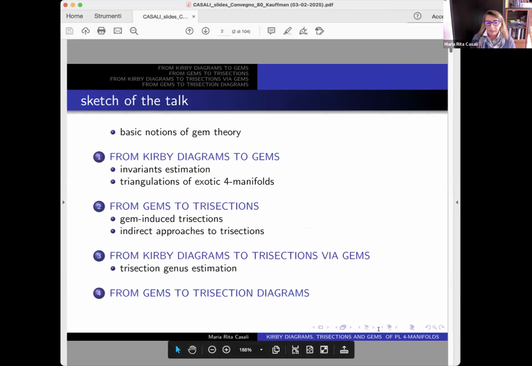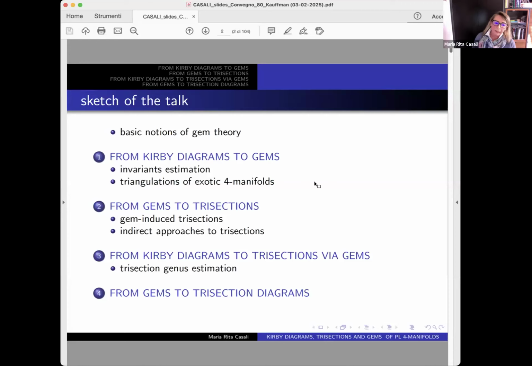After recalling some basic notions of gem theory, I'll briefly present the algorithmic construction to pass from a Kirby diagram to a gem of the represented 4-manifold, with its consequences regarding the estimation of related invariants and the possibility of obtaining examples of triangulations of exotic 4-manifolds.